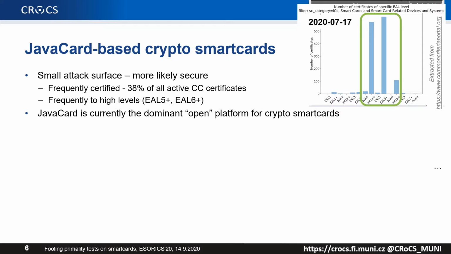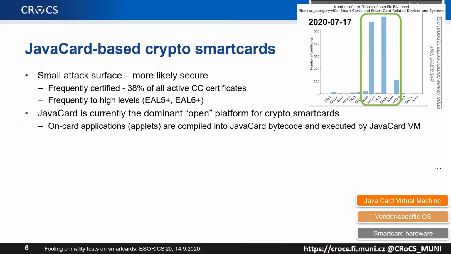With these smart cards, if you are a developer and you'd like to develop something on top of it, Java Card is currently the dominant open platform for cryptographic smart cards. It works so that you first have the layer which is the smart card hardware. On top of it, you have a vendor-specific operating system. Then you have the Java Card virtual machine, pretty much the same as the standard Java virtual machine you know from your computer. And this is all vendor specific.